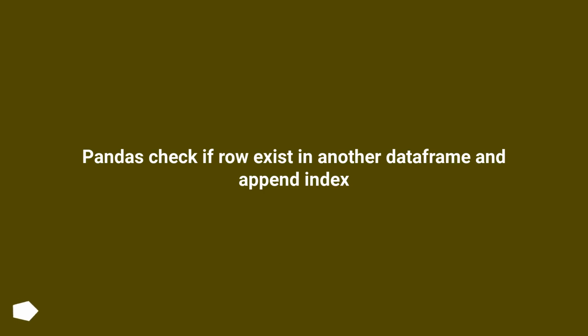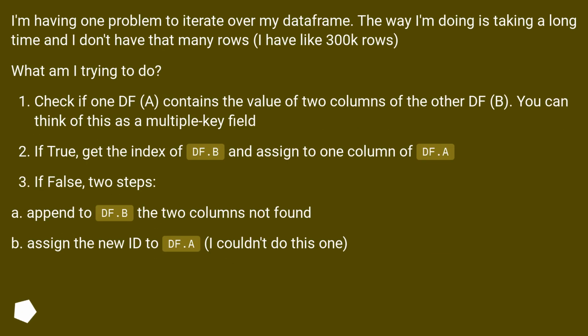Pandas check if row exists in another data frame and append index. I'm having one problem to iterate over my data frame. The way I'm doing is taking a long time and I don't have that many rows. I have like 300k rows.